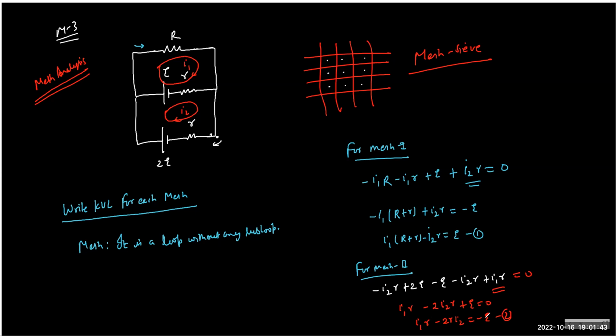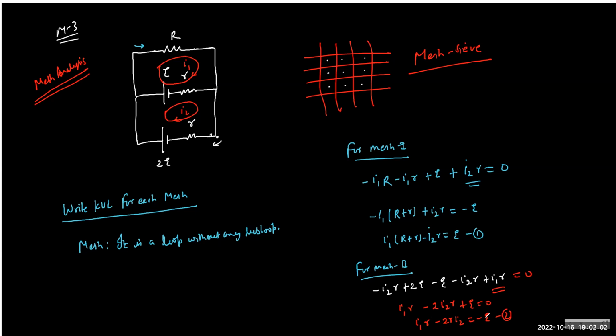So you're not supposed to think anything. Like you're not supposed to know Millman's theorem. You're not supposed to know charging, discharging. Nothing is required. This is like a blind method of getting the answer, a very blind method, a very hardcore mathematical way of solving the question.